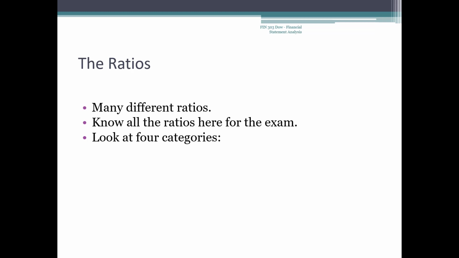We put the ratios into 4 major categories depending on the issue the ratio is designed to address. How much debt does the company have? Leverage ratios. What the position of the company is in terms of short-term cash flows, liquidity ratios. How efficiently the company manages its assets, efficiency ratios. And how profitable the company is, profitability ratios.